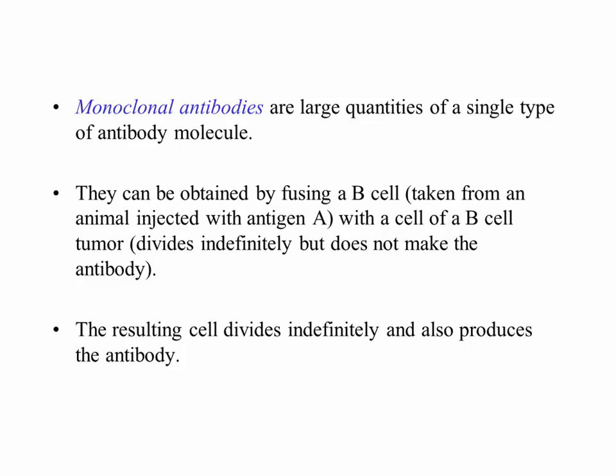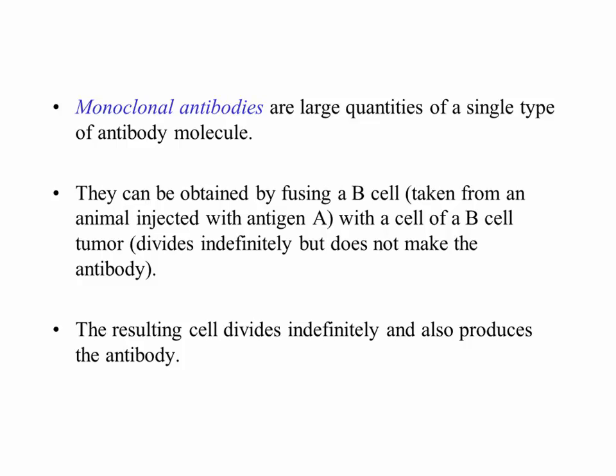Now, monoclonal antibodies are basically antibodies of just one type. So these are large quantities of a single type of antibody molecule. If you want to produce that, the producer for that antibody is the B cell that carries that antibody. If you stimulate that to divide, then it is going to produce more of that antibody. So what you could do is take a B cell from an animal that has been injected with the appropriate antigen.